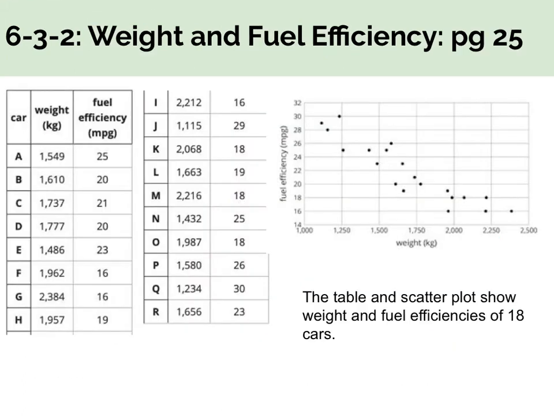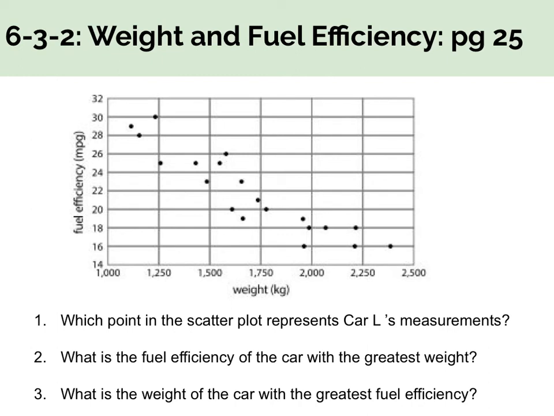All right, on page 25, we again are going to be working with a scatter plot. This is the table as far as the information, and it was put onto a scatter plot, and it shows the weight and fuel efficiencies of 18 different cars. Knowing this information, the table and also the graph, let's answer the first 3 questions. 1, which point in the scatter plot represents car L's measurement? 2, what is the fuel efficiency of the car with the greatest weight? 3, what is the weight of the car with the greatest fuel efficiency? So go ahead and answer those questions. Pause and come back to me.